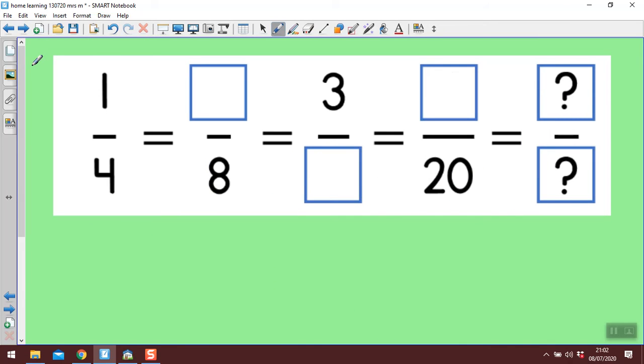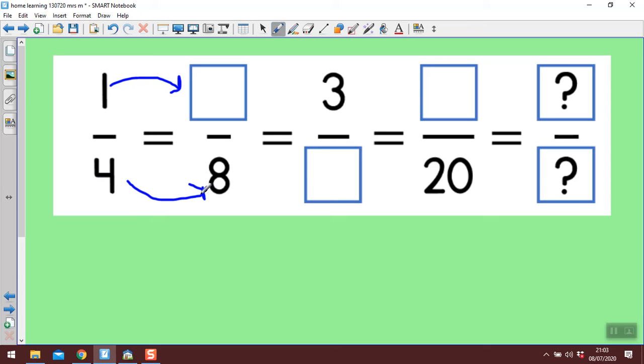Now see if you can fill in this missing number challenge. 1/4 is the same as what? How many eighths? 3 over what is equivalent to 1/4 and this number of eighths? And what over 20 is equivalent to 1/4? If you're not sure, remember what I said yesterday about multiplying. So, if we're just going to have a look at these two, whatever you multiply the denominator by, you must multiply the numerator by, and vice versa.